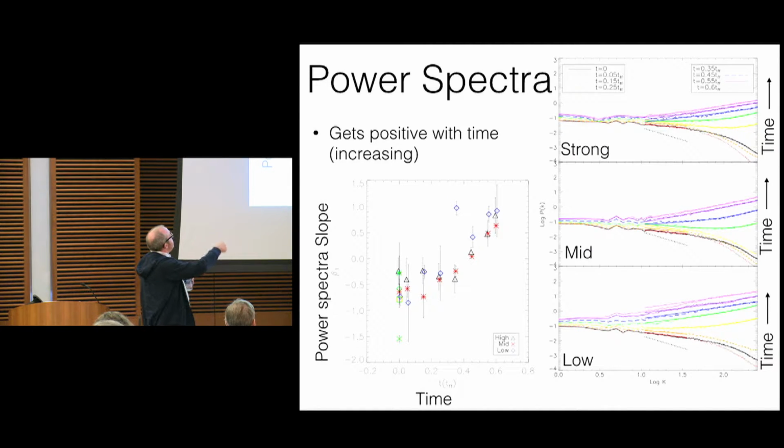And here we can see the power spectral slope versus time, and they're largely independent of field strength, but they get substantially steeper than what one would expect for non-self-gravitating runs. These are non-self-gravitating runs with a variety of Mach numbers.